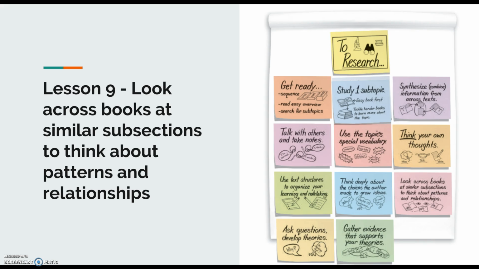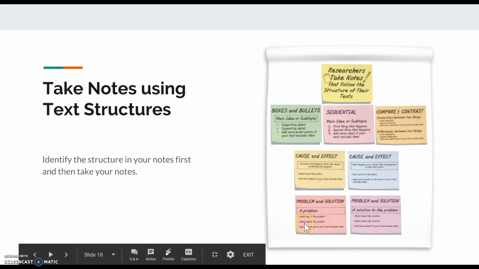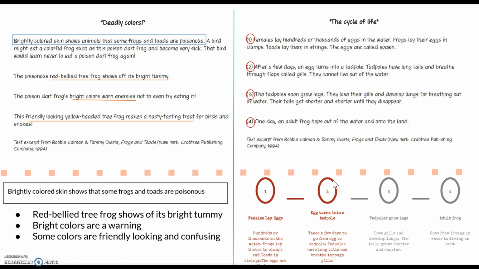For lesson 9, you're going to look across the books at similar subsections to think about patterns and relationships. So what you want to do is read and take notes in text structures, and then we're going to look for patterns. So first you need to identify the structure in your notes and then take your notes. So we are going to look at boxes and bullets, sequential, compare and contrast, cause and effect, or problem and solution, which is very similar to cause and effect.